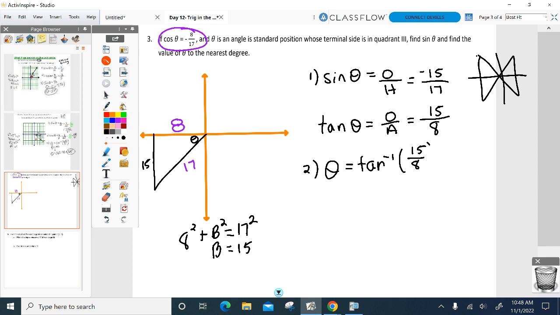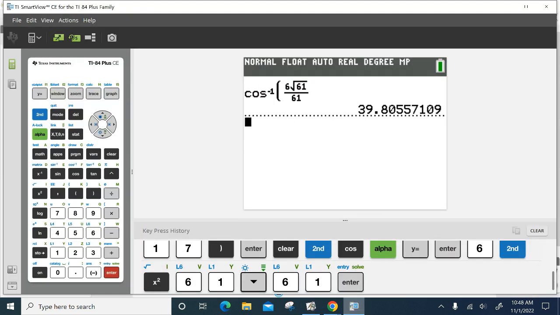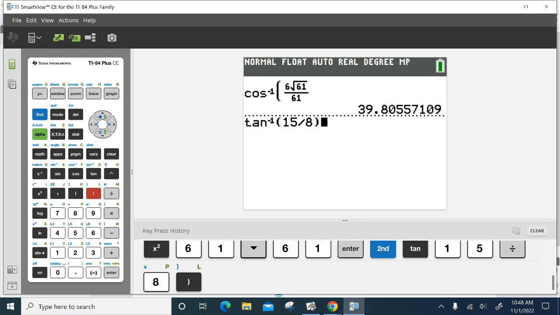I always want you guys to take the inverse of whatever is positive. It'll just make our lives so much easier. Could you do it with a negative answer? You can, but a lot more work. And remember, what's your calculator giving you? Because it doesn't know what quadrant you're in. Yep, it's giving you a reference angle right now. It has no idea what quadrant you're in. So what's that, about 62?